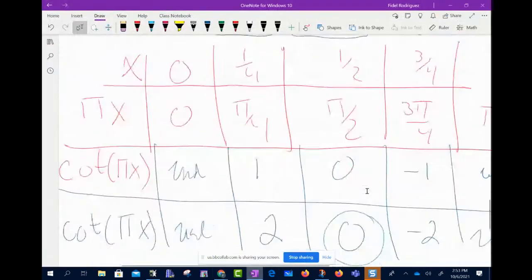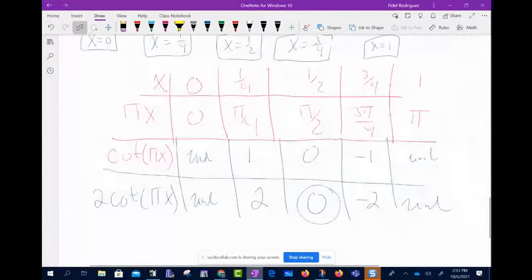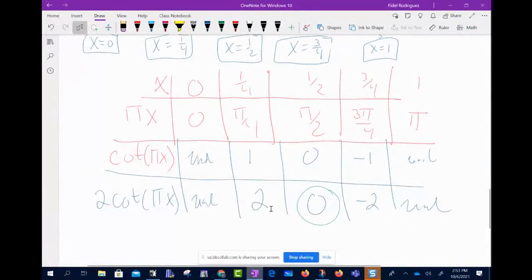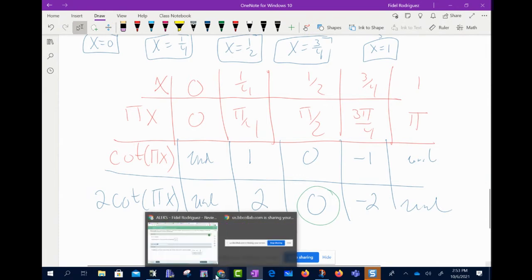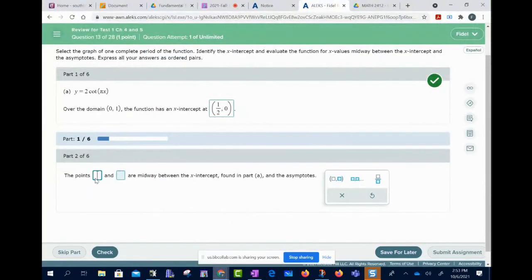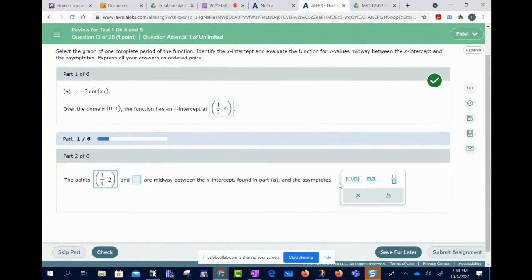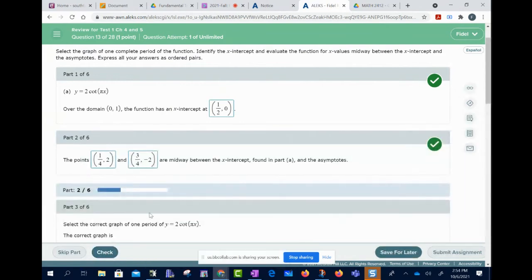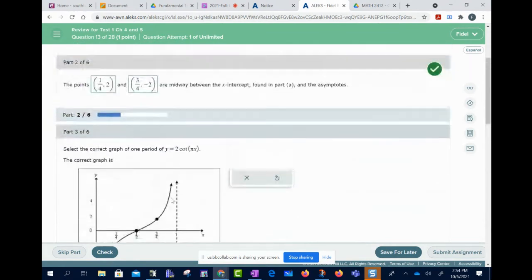So if I come back here and I say, what points are midway between my x-intercept? 1/4 and 2, and what else? 3/4 and 2, right? Or -2. Yeah, so 1/4 and 2, 3/4 and -2. So let's come back over here, and I'm going to do my point. 1/4 and 2, and the other one was 3/4, and we said what, a -2? Oops, -2. Let's check it. Boom. Okay, now we want to look at the correct graph.